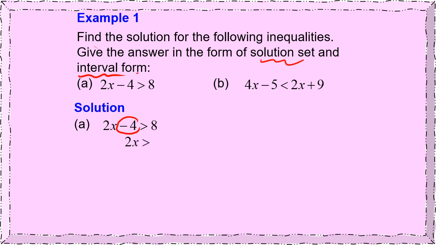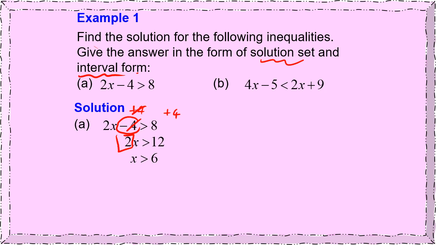That means the right side also needs to be added by 4. Here add 4, here also add 4. So this one will be eliminated. On the right side, we have 8 plus 4, which is equal to 12. And then for x, we have to eliminate the 2, so we just divide by 2.